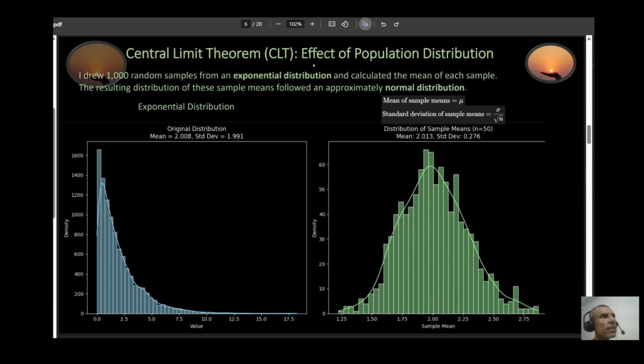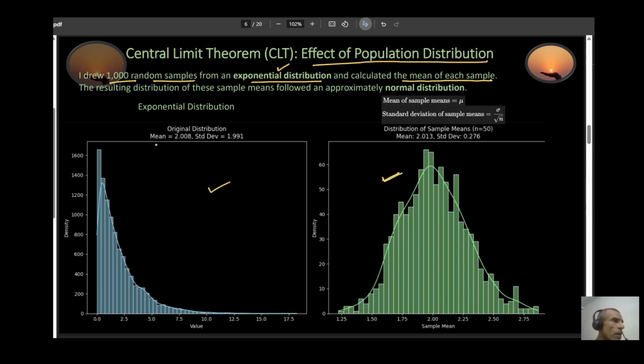Now let's understand the effect of the population distribution. To understand this, I drew 1000 random samples from the exponential distribution. I start with the exponential distribution first, and I calculate the mean for each one of these samples. And I plotted this distribution, which is right here. So this is my population, and this is the distribution of the sample means. And I noticed a few interesting things.